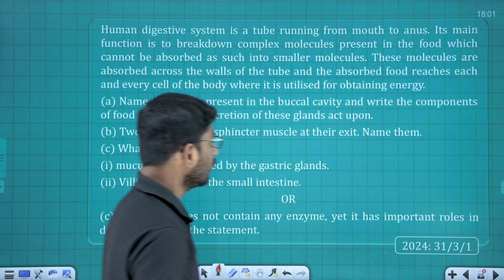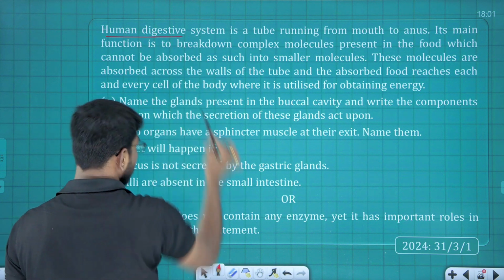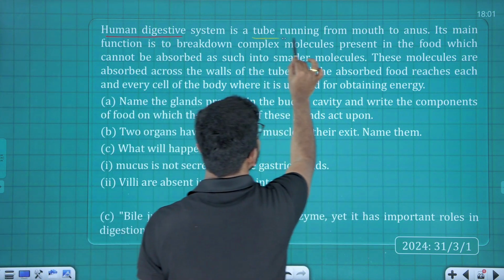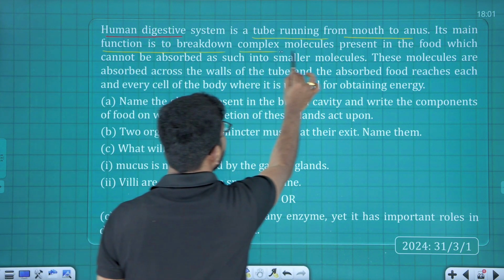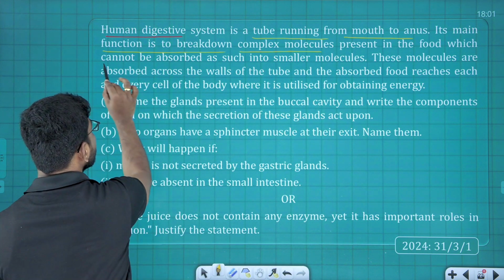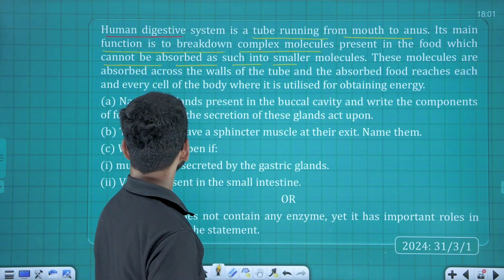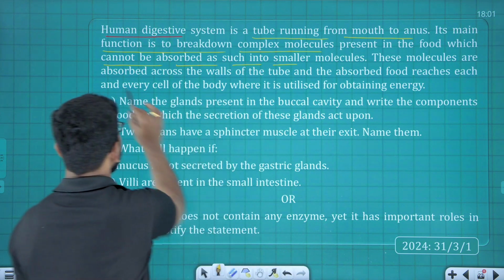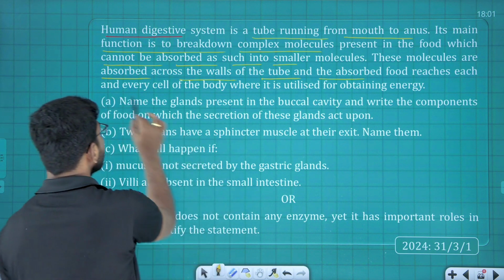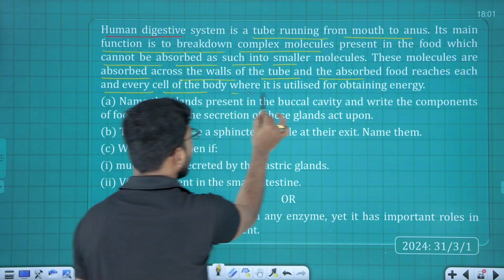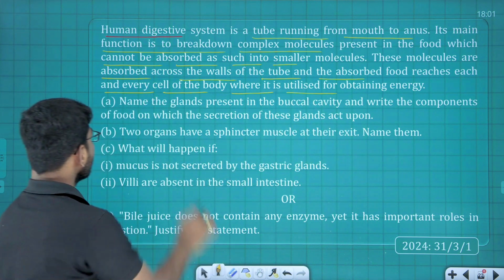The next question is a 2024 5-mark question. Human digestive system. The human digestive system is a tube running from mouth to anus. Its main function is to break down complex molecules present in the food, which cannot be absorbed as such, into simple molecules. Those molecules are absorbed across the wall of the tube, and the absorbed food reaches every cell of the body where it is utilized for obtaining energy. Clear? Look at the questions they have given.